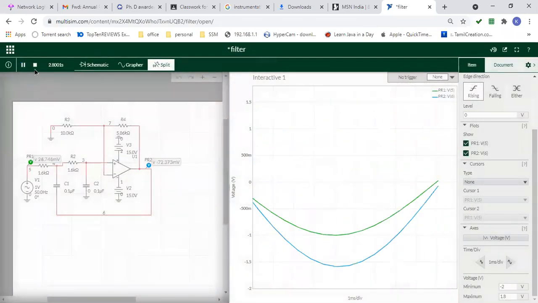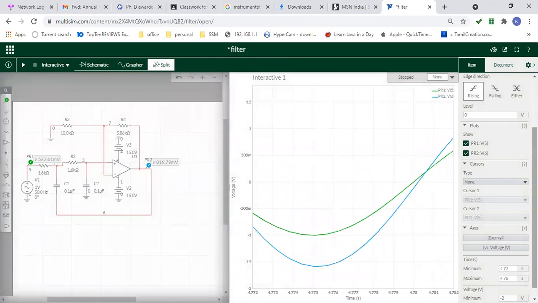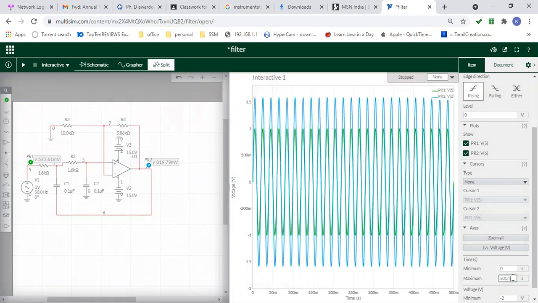So you got the output. Stop it. Here, 0 to some 500 milliseconds you can give. So you will get the thing. See, this green color one is the input voltage. The peak to peak input is 2 volt. Then this output voltage is 1.58 volt.